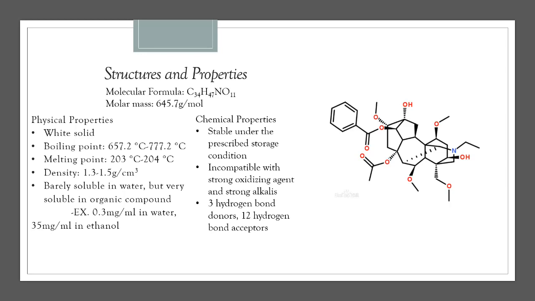So the density of aconitine is about 1.3 to 1.5 grams per cubic centimeter. It is barely soluble in water, but very soluble in organic solvents. For example, solubility in water is 0.3 milligram per milliliter. The solubility in ethanol is 35 milligrams per milliliter.